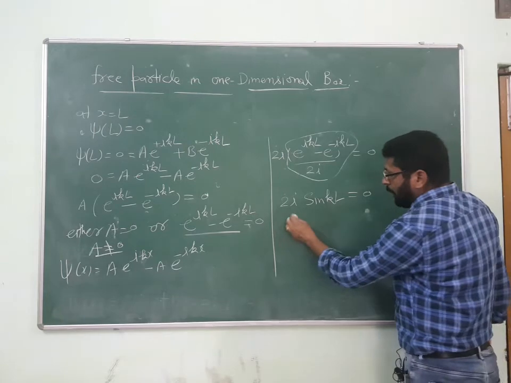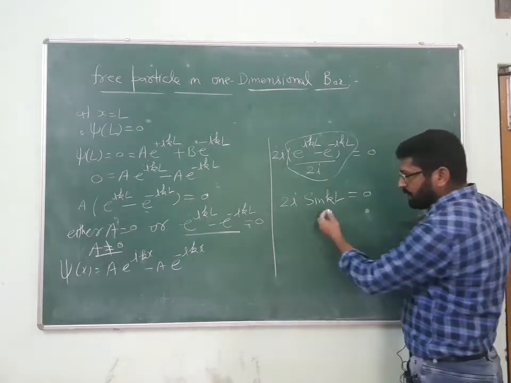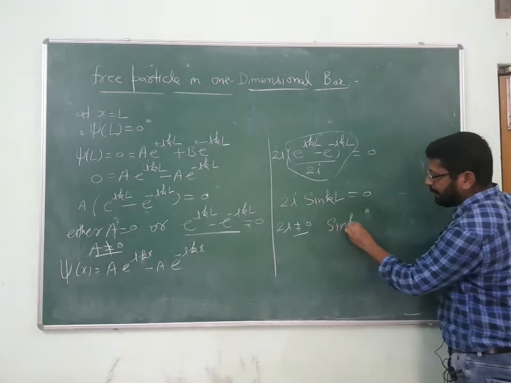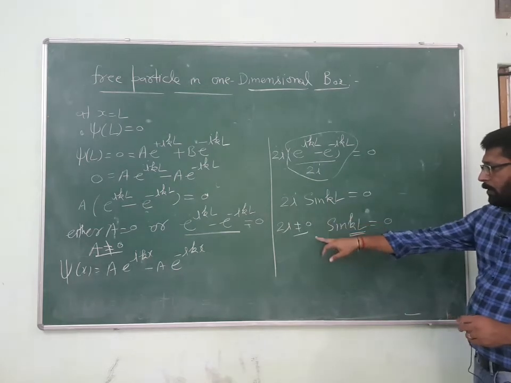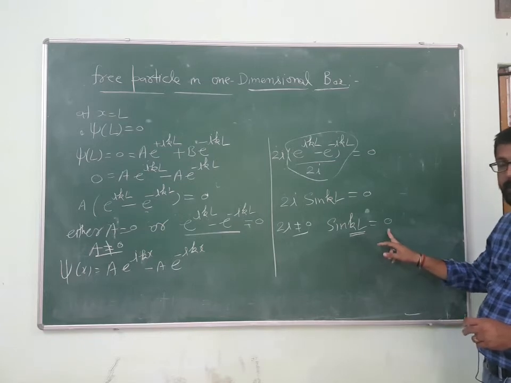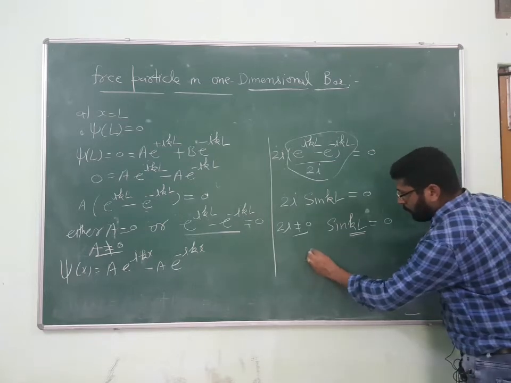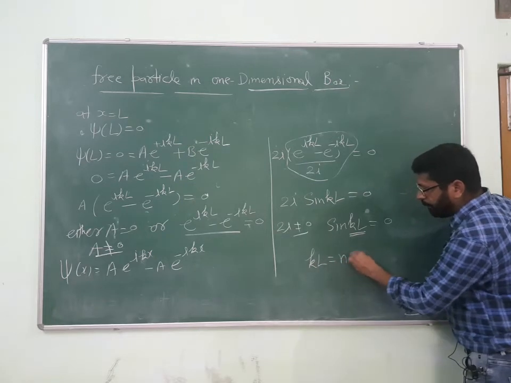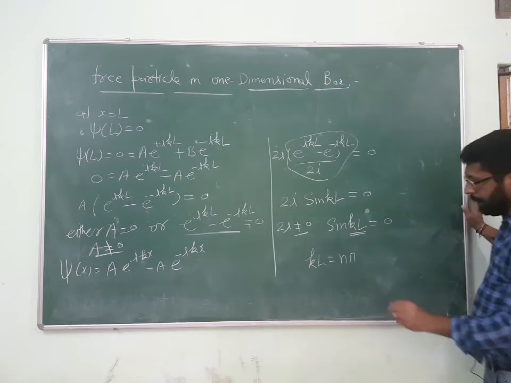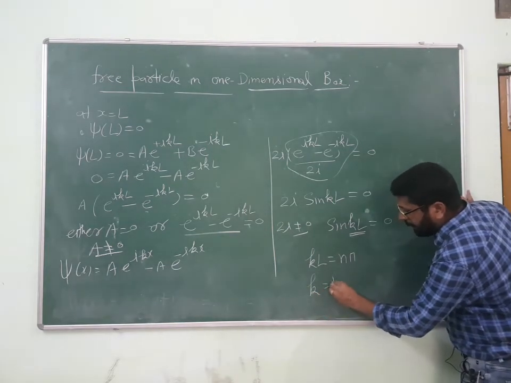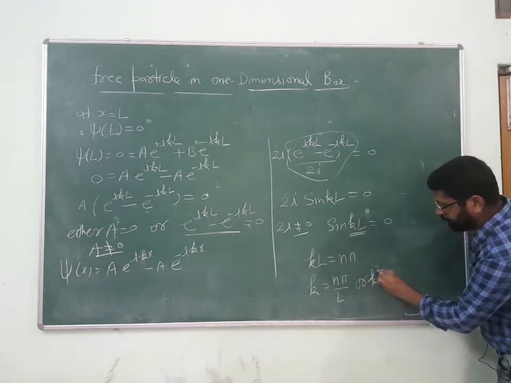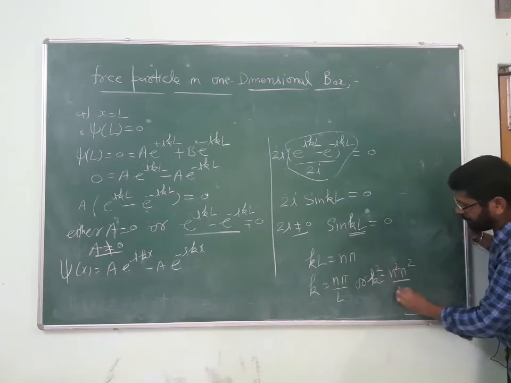Here again 2 iota, as you know, is square root of -1, so this term is not 0, that means sin kL has to be 0. And the sin function will become 0 at what values? sin kL is 0 only when kL is an integral multiple of pi, n pi. So from this k will be n pi by L, or k square will be n square pi square by L square.